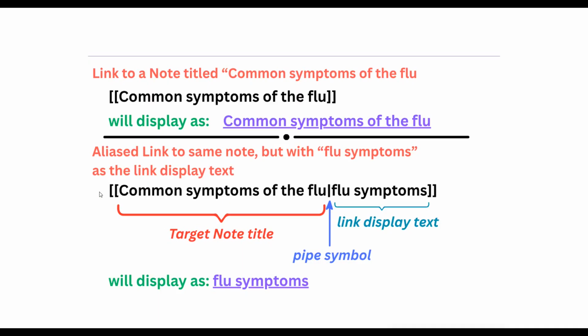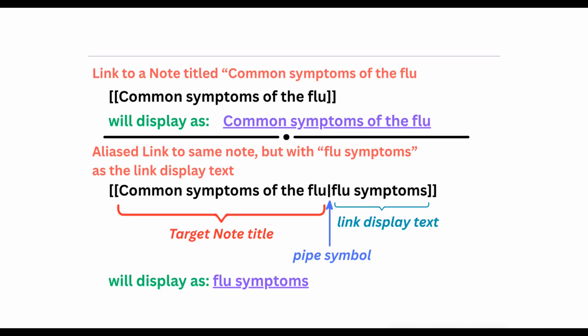Again, to create an aliased link, begin with double open brackets, the exact title of the target note, the pipe symbol, and then the text you want displayed for that link. In other words, this is the alias for the actual link.